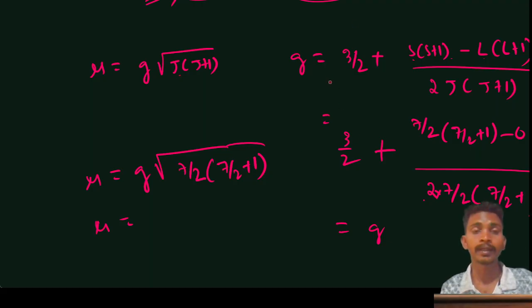And there are three cases: either it may be less than half filled, more than half filled, or half filled. If it is less than half filled, in that case we will take L minus S, and if it is more than half filled, we will take L plus S. And if it is exactly half filled, then we need not take, because only one value we will get here. Next we will discuss lighter elements.